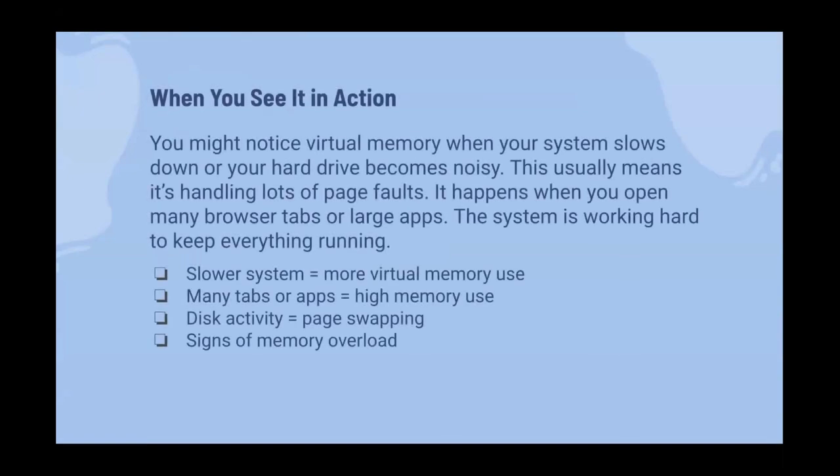You might notice virtual memory when your system slows down or your hard drive becomes noisy. This usually means it's handling lots of page faults. It happens when you open many browser tabs or large applications. The system is working hard to keep everything running. A slower system means more virtual memory use. Many tabs or apps equals high memory use. And disk activity is page swapping, and these are signs of memory overload.